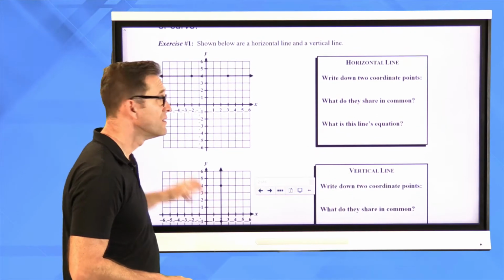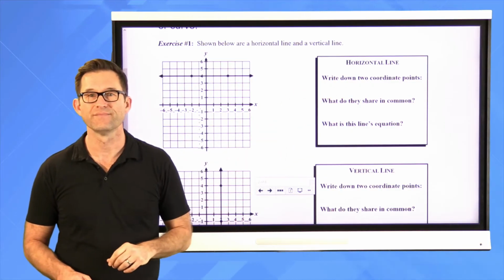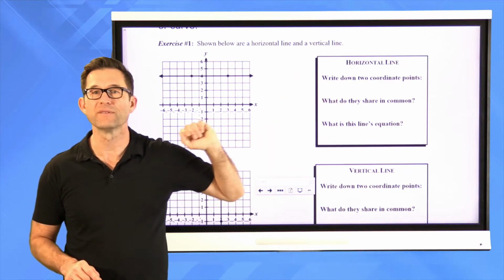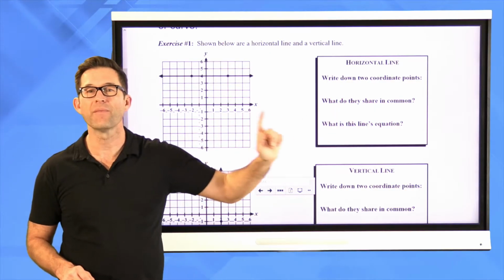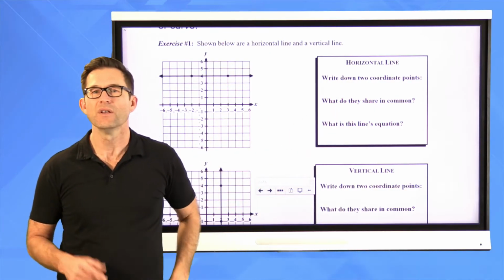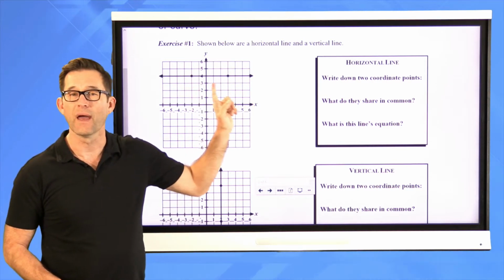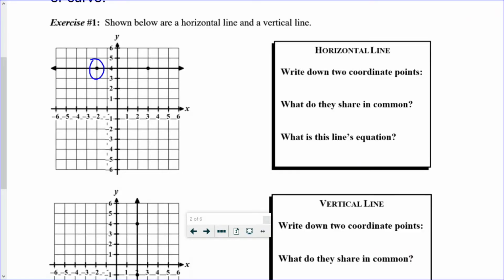First, take a look at a horizontal line. What I want you to do is write down two coordinate points that are on this line. I also want you to think about what they share in common, and from that we're going to figure out what the line's equation is. We've got these two points laid out on this line. What are their coordinates? Well, the one on the left is at the point (-2, 4), and the one on the right is at the point (3, 4).